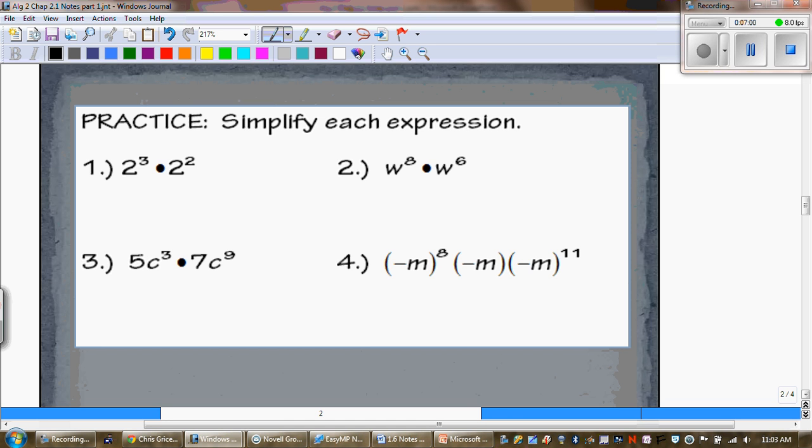All right, now, for problem number 1, if you want to write it out the long way, you can. We have 3 2's over there, and we have 2 2's over there. Altogether, we have a total of 5. Okay? The only thing is, I want to know what that is. What's 2 times 2 times 2 times 2 times 2? Well, 2 times 2 is 4. 4 times 2 is 8. 8 times 2 is 16. And 16 times 2 is 32.